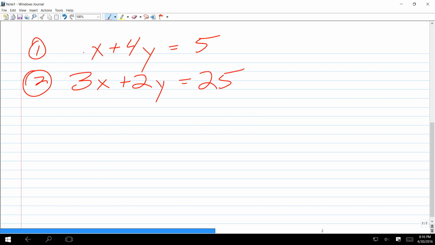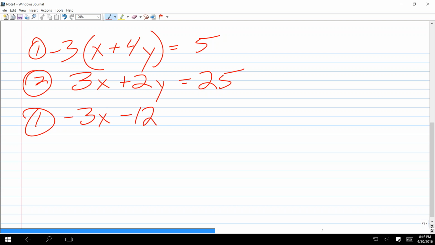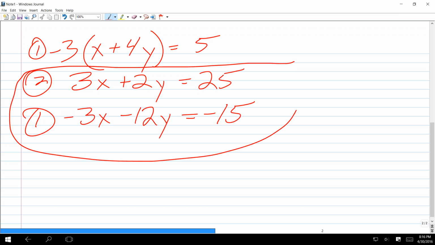Well, if I multiply the first equation by minus 3, it produces the same equation, but I've multiplied it by minus 3. And now, if I take these two equations, I can eliminate a variable very easily by adding them together. You are allowed to either add equations or subtract equations.